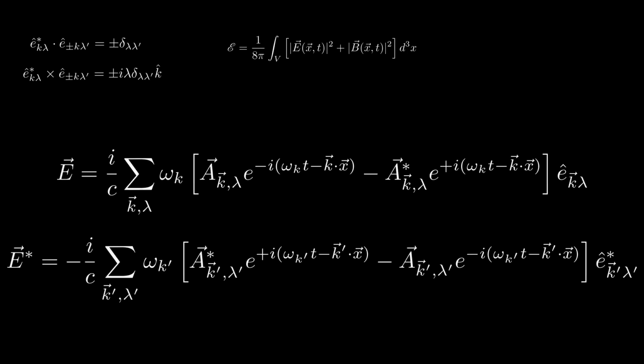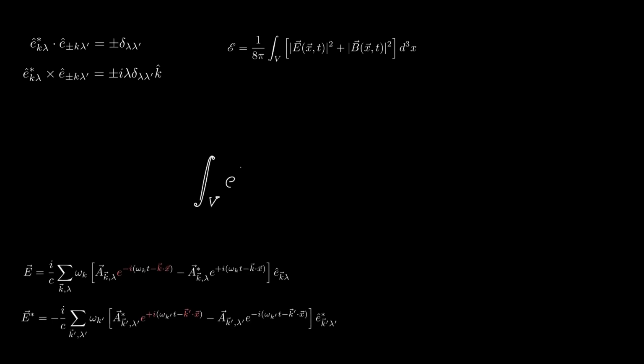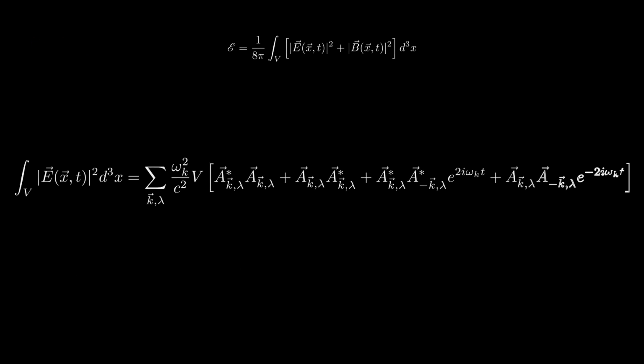We can use two simplifications when we integrate this lengthy expression. The first comes from the position dependence in the exponential. The terms highlighted in red will be multiplied together and then integrated, giving us a delta function with k and plus or minus k prime. The second simplification comes from the identity in the top left corner. This gives another delta function involving lambda and lambda prime. This leaves us with a sum over only k and lambda. The integral over the electric field part becomes the following.